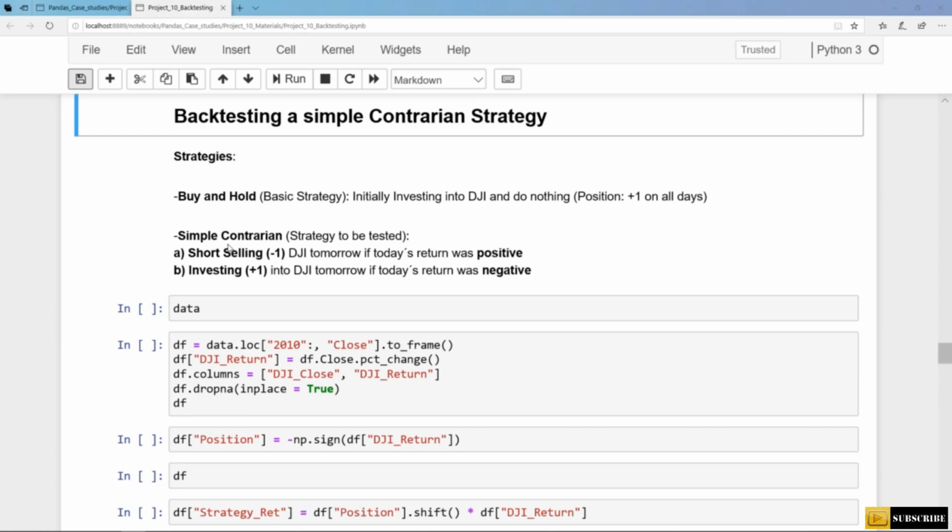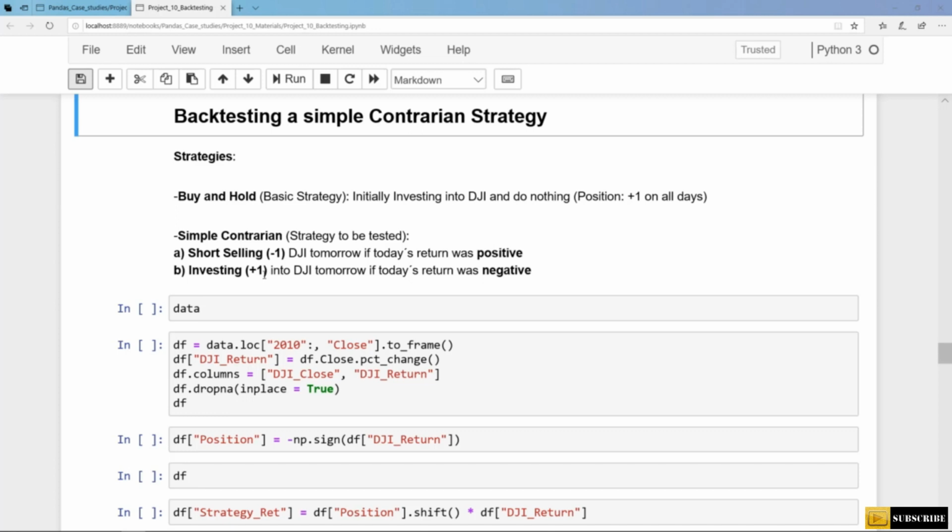And the contrarian strategy can be defined as follows. So if today's return was positive, then tomorrow we will short sell the Dow Jones Index and have a position -1. And if today's return was negative, then tomorrow we will invest into the Dow Jones Index, so we have the position +1.